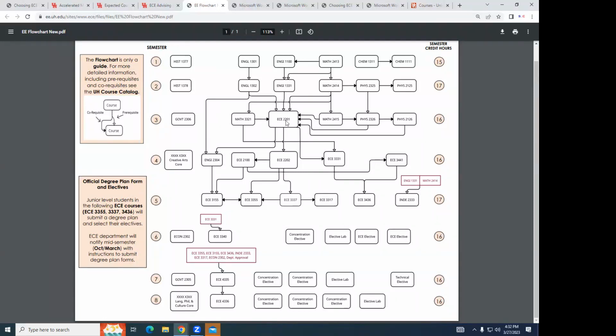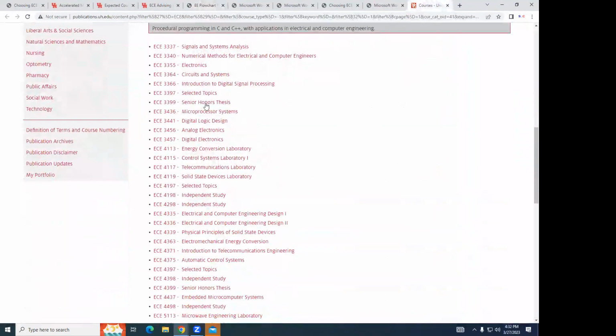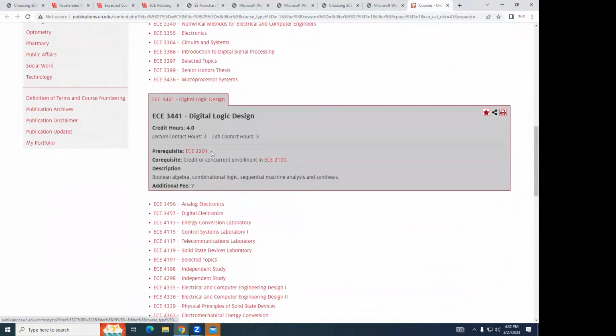So 3441 requires, oh yeah, it requires 2201. So you cannot take them at the same time. If you go right here, 3441, the 2201 is a prerequisite. This is going away, but that's not.